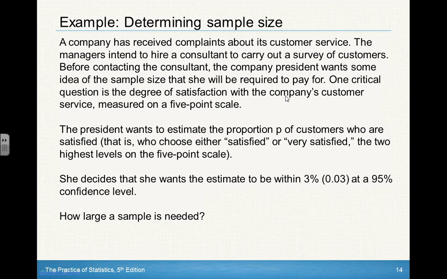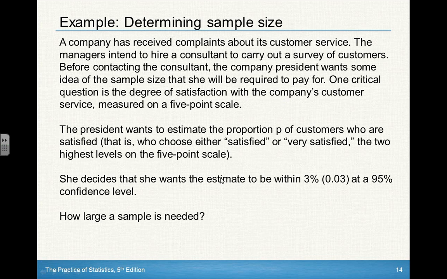So here's the scenario. A company has received complaints about the customer service. The managers want to hire a consultant to carry out a survey. But before they contact the consultant, the company president wants some idea of how big the sample size is going to be so she knows how much she's going to have to pay. One critical question is the degree of satisfaction with the company's customer service, which is going to be measured on a 5-point scale.